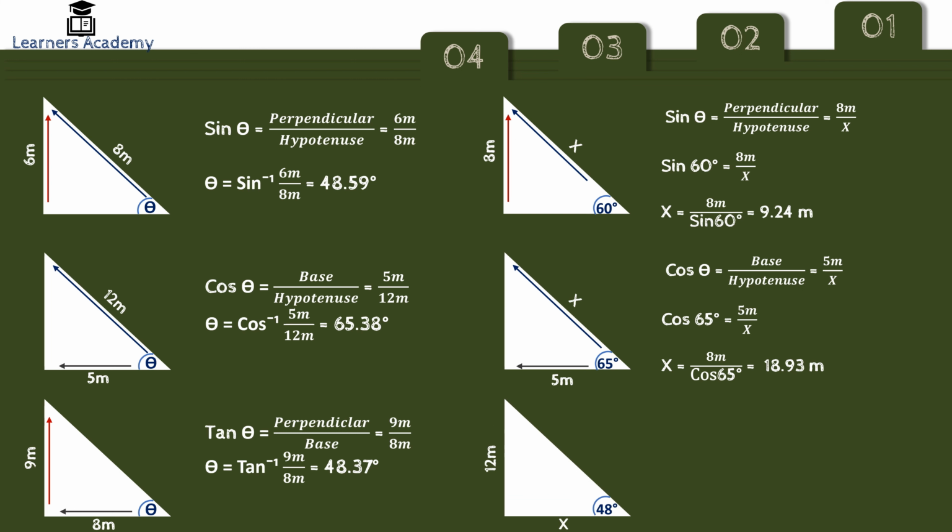In this second last problem, we are given perpendicular 12 meters and angle 48 degrees. Here we need to find the base. Let's assume the base equals x. By applying tangent theta, we can make x the subject and divide 12 meters by tangent 48 degrees to get 10.80 meters, which is the length of the base.